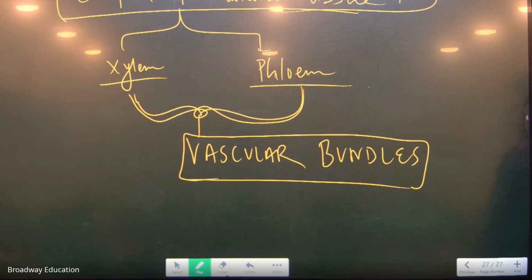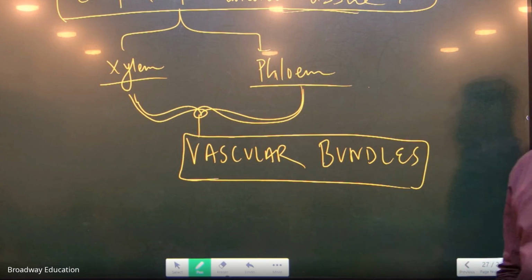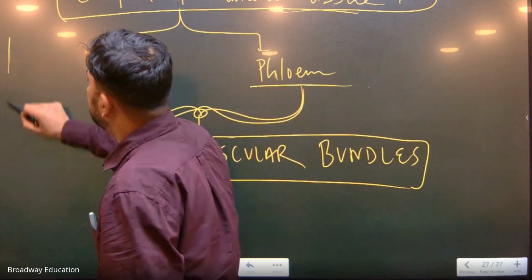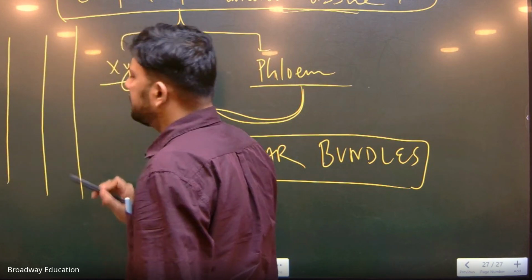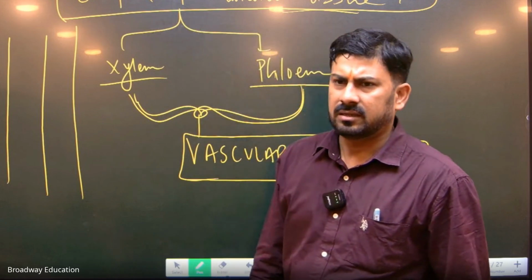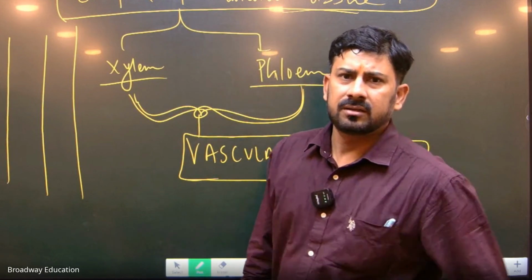Vascular bundles. Is this part clear? Yes. Now, xylem and phloem are two types of vessels which are found over here. So suppose that this is one, this is the other vessel. Yes or no?